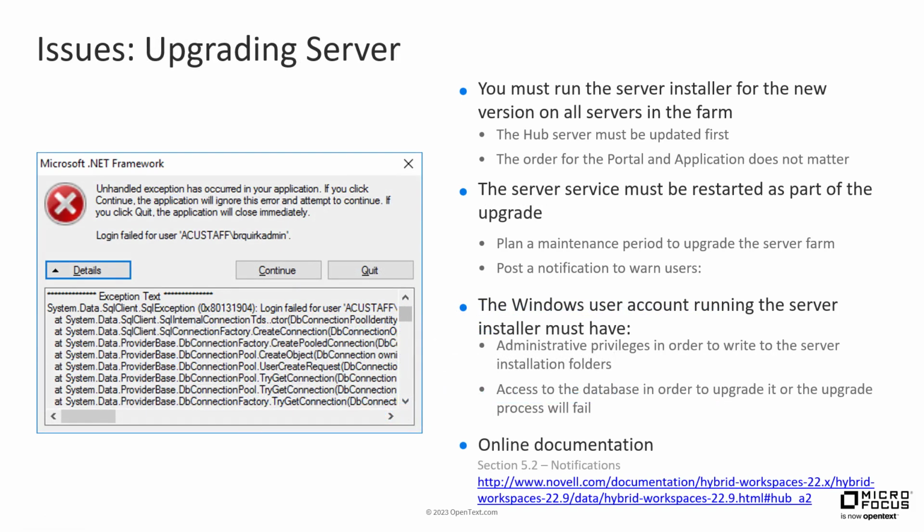If you encounter an issue with upgrading the Turbo server, you should ensure that you run the Turbo server installer for the new version on all systems in your farm. The hub server must be updated first, and then the rest of the servers. It doesn't matter the order of the portal or application servers. They can all be done at the same time. The important part here is that the hub is the first one.